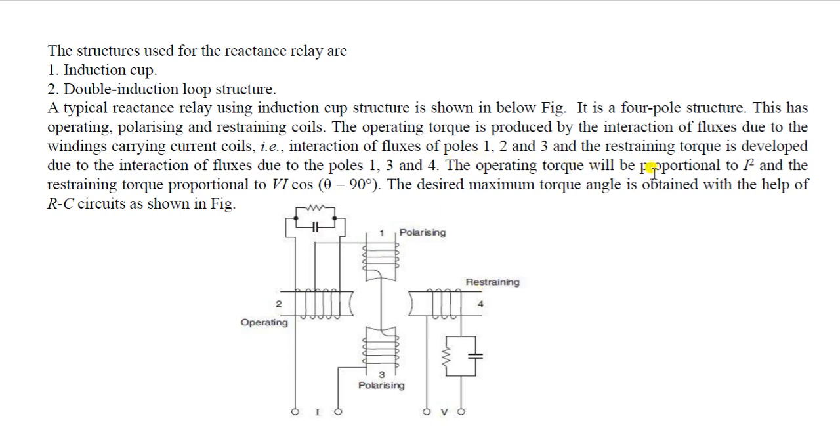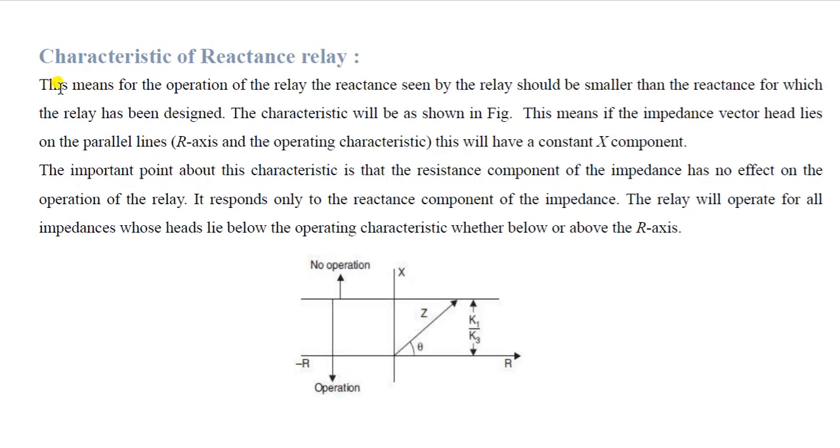The operating torque will be proportional to I squared and the restraining torque proportional to VI cos(theta minus 90 degrees). The desired maximum torque angle is obtained with the help of an RC circuit as shown in the figure. This circuit is generally used to get the desired torque angle. That is the characteristics of the reactance relay. This means for the operation of the relay, the reactance seen by the relay should be smaller than the reactance for which the relay has been designed. The characteristics will be as shown in the figure. In this figure, the characteristics of the reactance relay is represented.